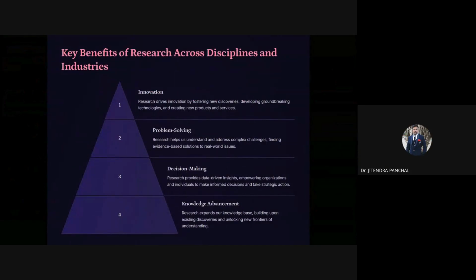So next we are going to discuss the key benefits of research across various disciplines and industries. First is innovation, right? Research drives innovation by fostering new discoveries, developing groundbreaking technology, and creating new products and services. Let me give you one example. Nowadays people are searching for nuclear batteries, right? So what happened with nuclear batteries? It is an innovation, right?